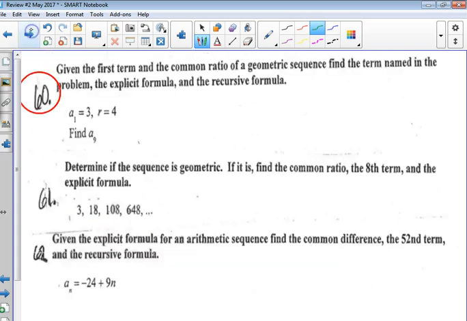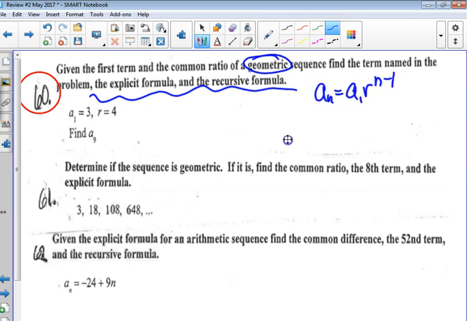All right, I'm going to skip and go to number 60. Given the first term and the common ratio of a geometric sequence, find the term named, the explicit formula, and the recursive formula. That's really the reason I'm doing any of these, because I'm afraid you still don't know that vocabulary. This one is geometric. So if you look on your reference sheet, what does it say for geometric? Is that explicit or recursive?